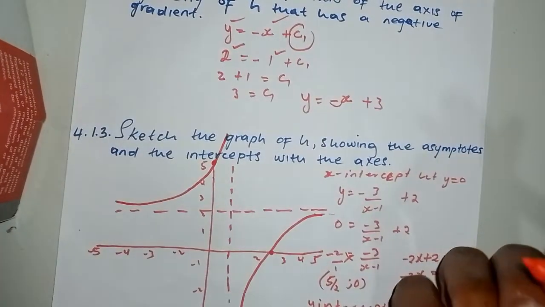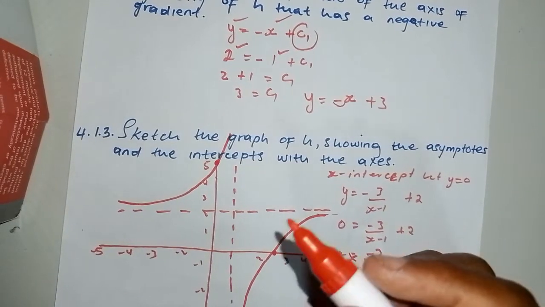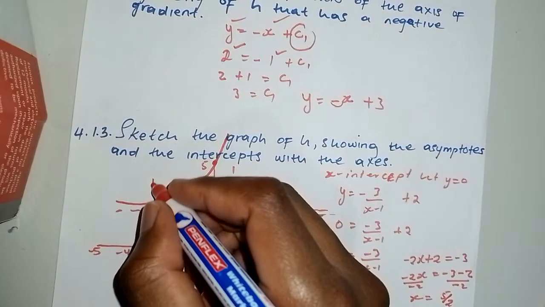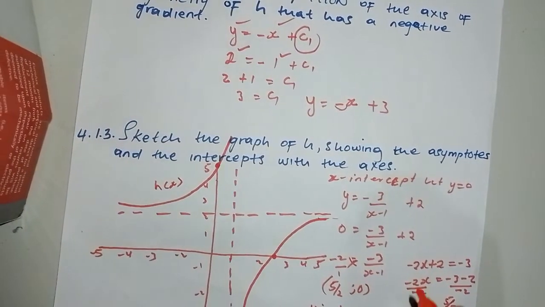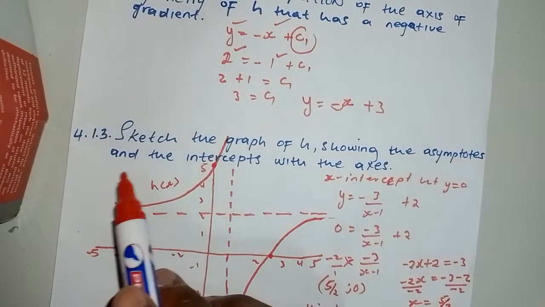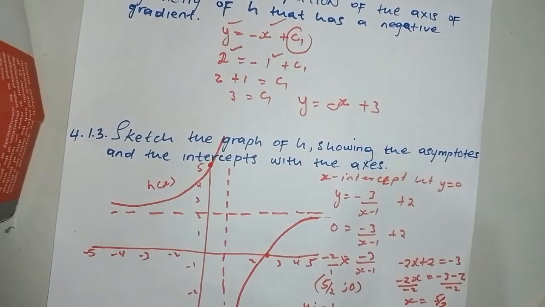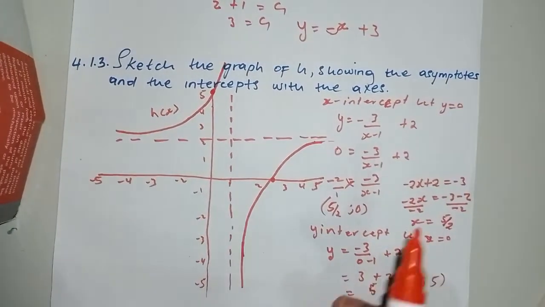And then just name your graph. What is the name of your graph? This is h of x. Right? Then now, did we answer the question? Sketch the graph of h showing the asymptote and the intercept with the axis, not the x-axis. There's our graph. Something like that.